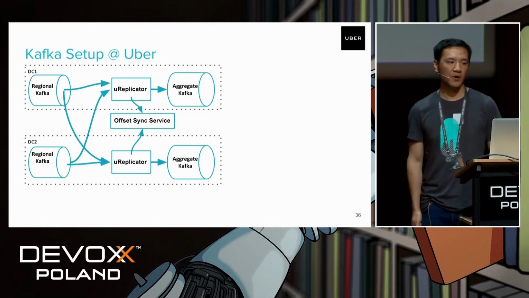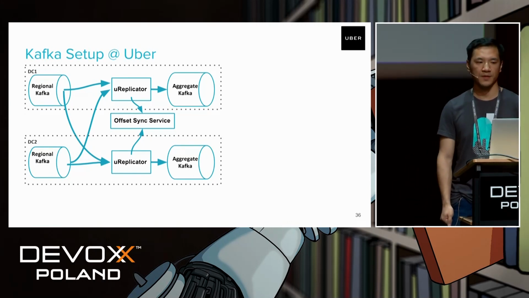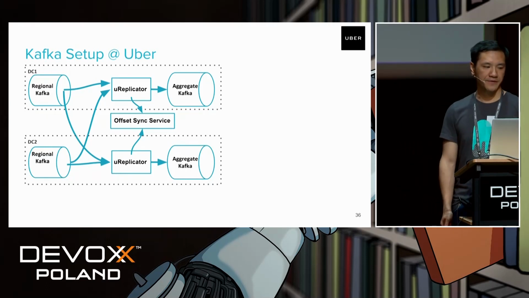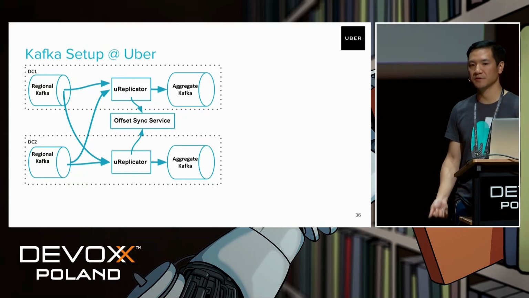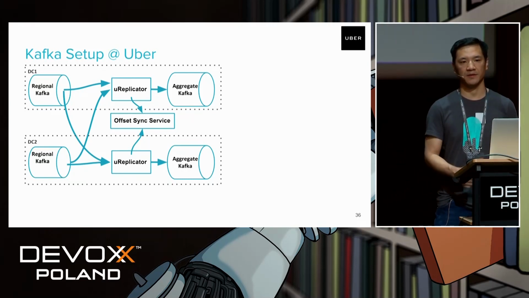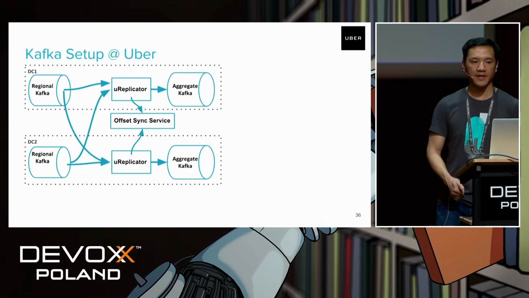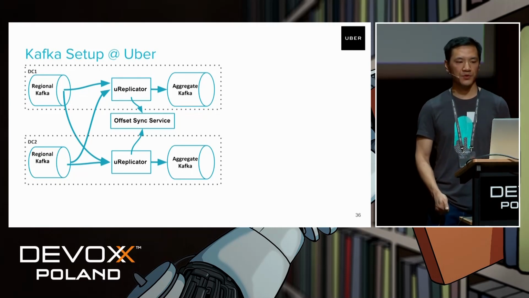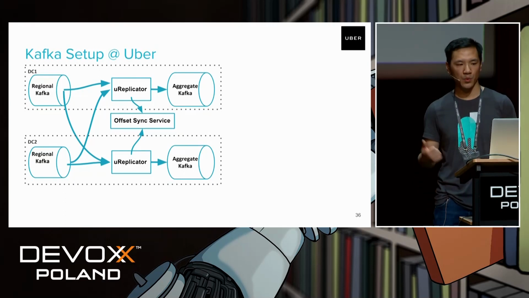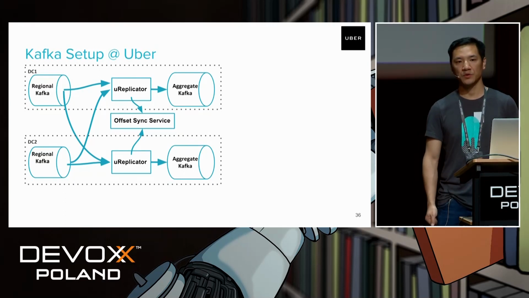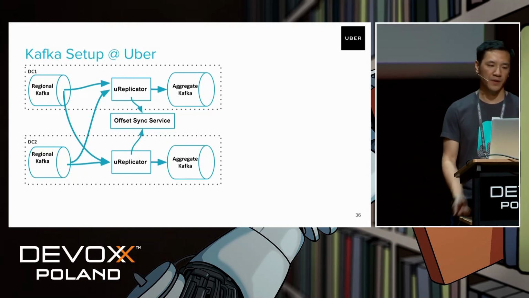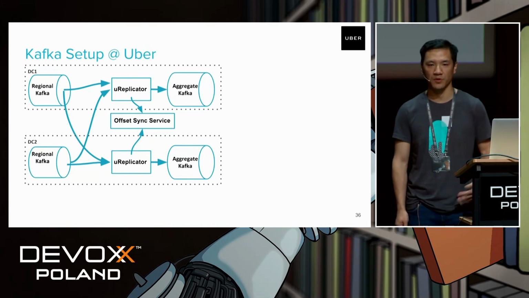Here is a simple version of a Kafka setup at Uber. We are running in multiple data centers, and usually data is produced to the regional Kafka cluster within a data center. The data will be replicated to the aggregate cluster. We are using uReplicator, which is our in-house version of MirrorMaker. By the way, we have already open sourced uReplicator.